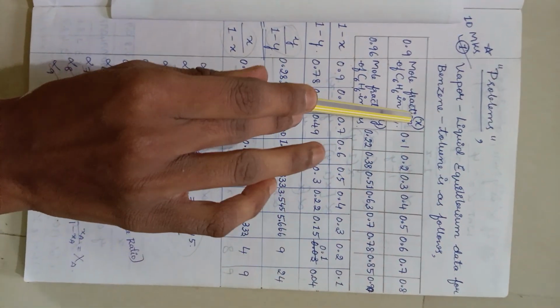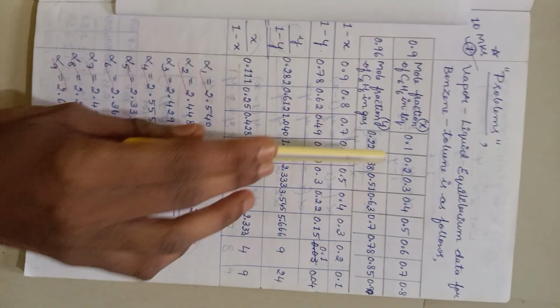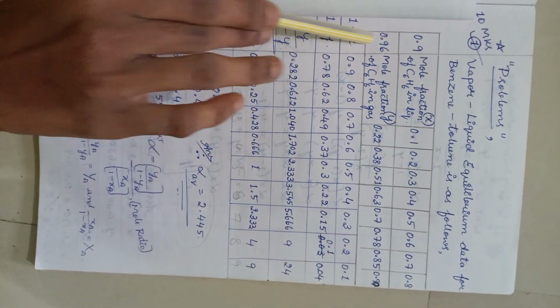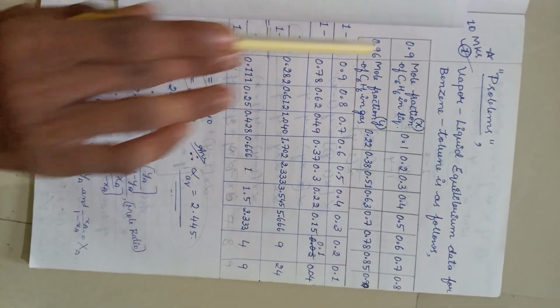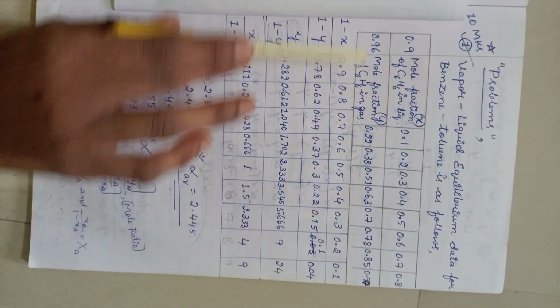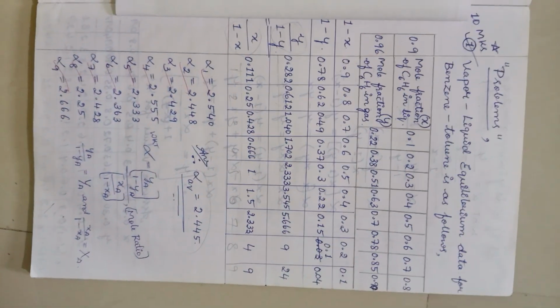That is mole fraction of benzene in liquid, mole fraction of benzene in gas state. So all the values are given from 0.1 till 0.9 here. Here also the values are there. I have just tried to adjust it. Okay, here we are starting from 0.22 to 0.96. So all these values are given already.